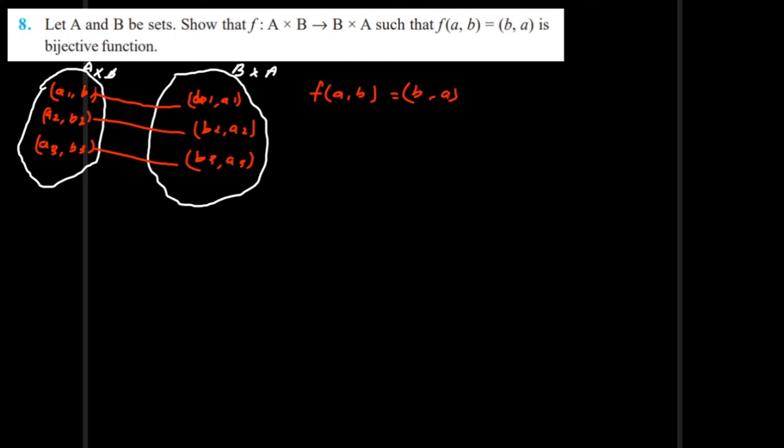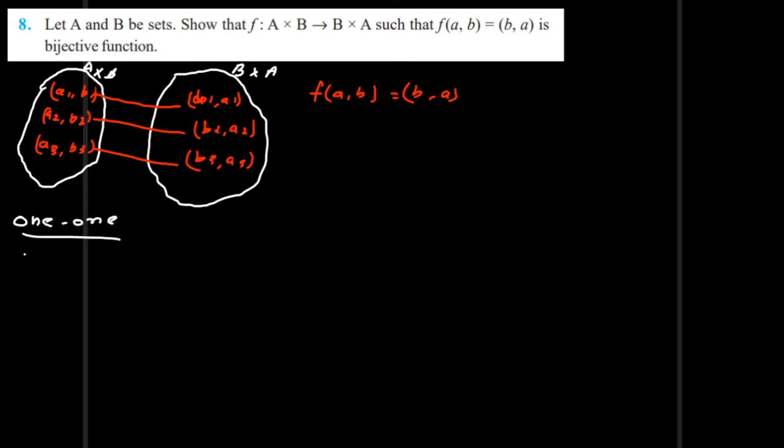This means distinct elements of the domain have distinct images in the codomain. Therefore this is a function, and also every element of the codomain has a pre-image in the domain. So it is onto also. The function is one-one and onto, therefore this is bijective. So how to show this? First you can show one-one.